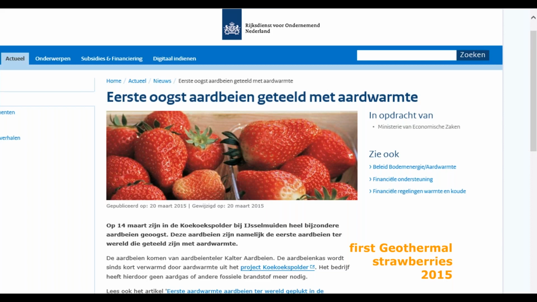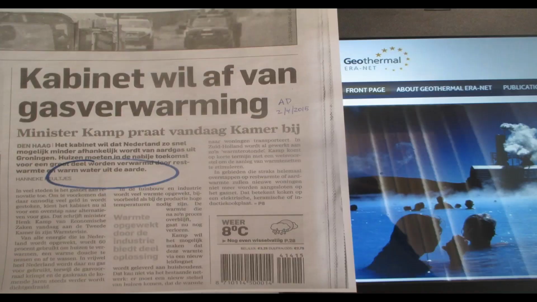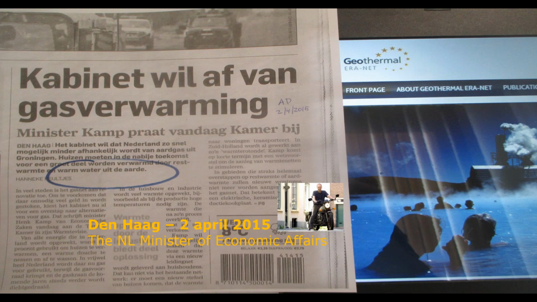And by 2015, we were able to eat our first geothermal strawberries. And I don't know whether it was because of the strawberries or because of other reasons, but in the same year, our Minister of Economic Affairs basically declared with his government that we should, in the long run, no longer use natural gas to heat our houses. But we should look at other sources like, for instance, warm water from the earth, which would of course be geothermal energy.